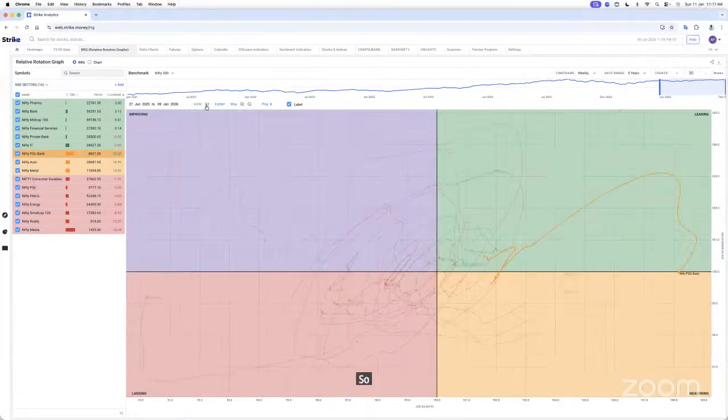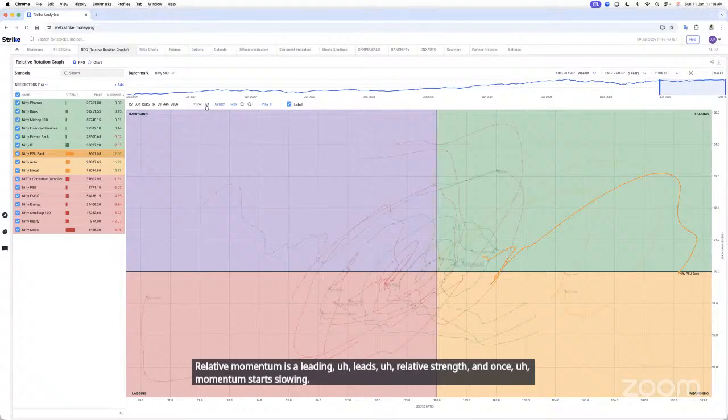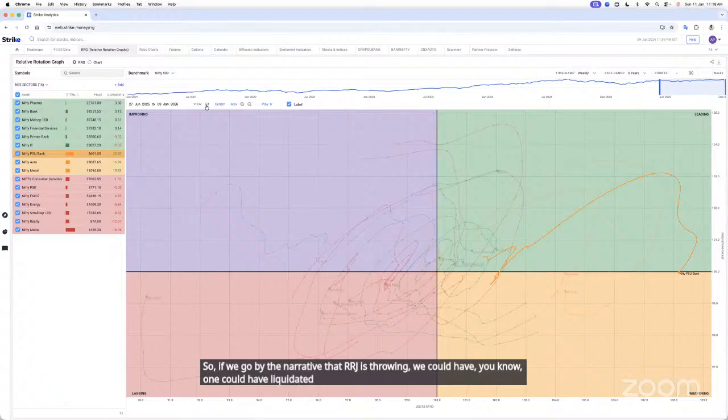So, Abhijit, what I was trying to highlight, how do we deal with the dilemma which says relative momentum leads relative strength, and once momentum starts slowing, more often than not, relative strength will also decline. But in many cases, like the example you pointed out, momentum was losing, but that was because of this consolidation. It did not get followed by a loss in the relative strength. And I'm not even saying that we may go short in such phases, but what if we have a long position already? So if we go by the narrative that RRG is throwing, one could have liquidated this long position, not necessarily going short on the stock.